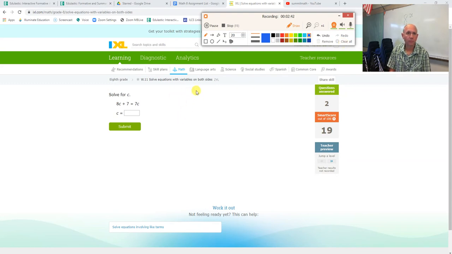Rewriting the problem. 8c plus 7 equals 7c. Subtracting 8c from both sides. Red marker of death and destruction. 7 equals 7c minus 8c is negative 1c.